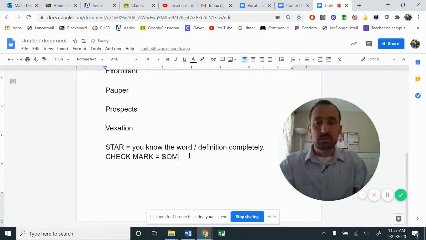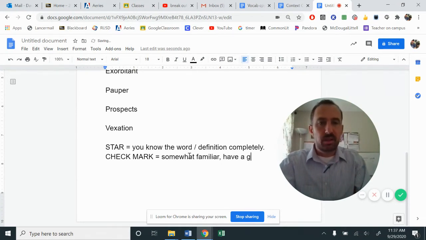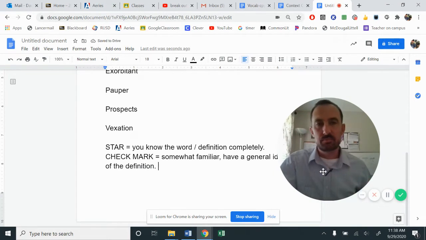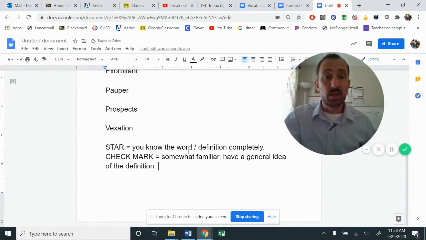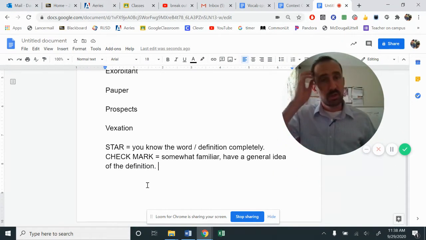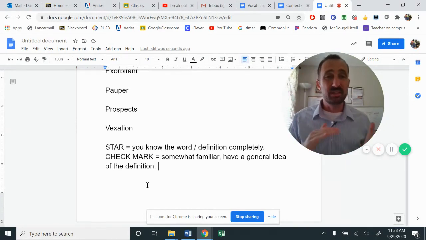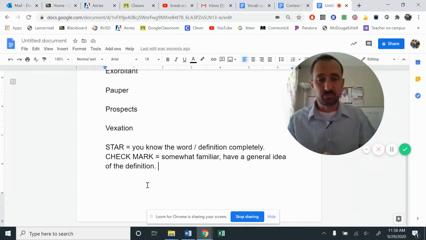So you're somewhat familiar, you have a general concept, a general idea of the definition. Okay. Right. You have a general idea of the definition. So you may not know completely what askew means, but you have a general idea based upon what was said in the example.